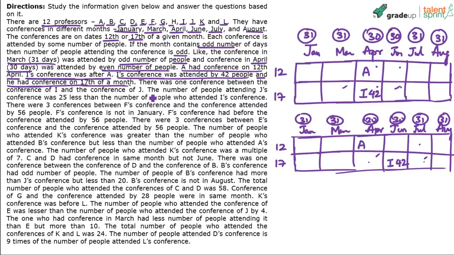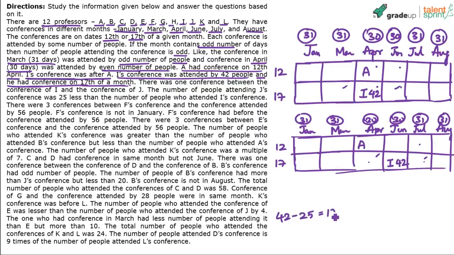See if there is something more concrete given to us. The number of people attending J's conference was 25 less than the number of people who attended I's conference. See, number of people who have come for J's conference is 25 less than I's conference. How many people came for I's conference? 42. What is 42 minus 25?